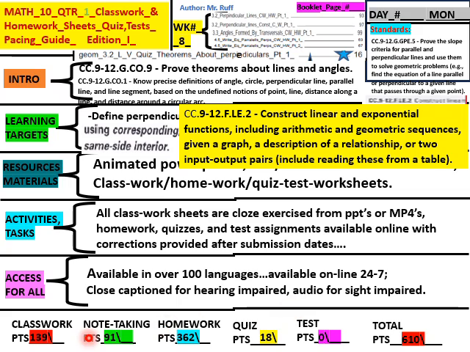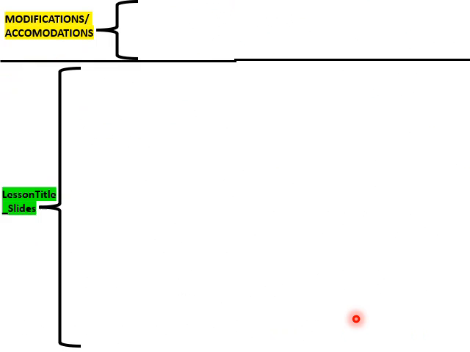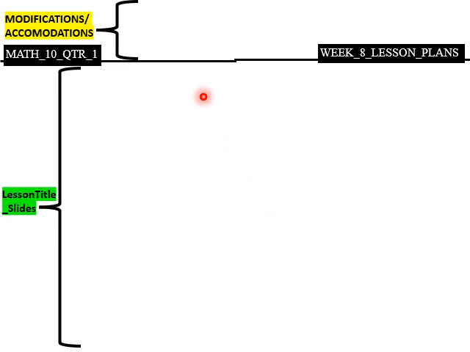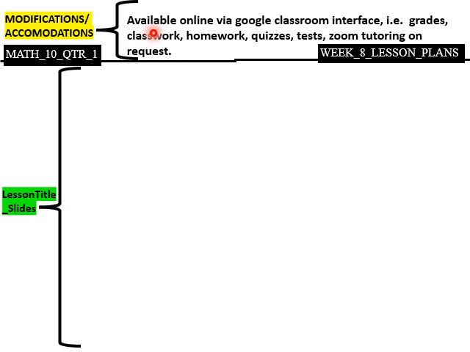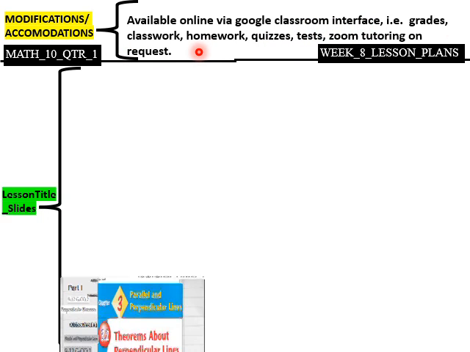Audio for sight impaired. 139 points of classwork, 91 points in note-taking, 362 points of homework, 18 points of quiz, 0 points of tests, so the total is 610 points for week 8. And then we go in here to modifications, accommodations, available online via Google Classroom interface. That is grades, classwork, homework, quizzes, tests, Zoom tutoring on request.